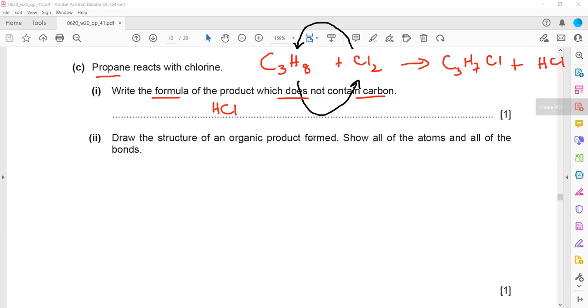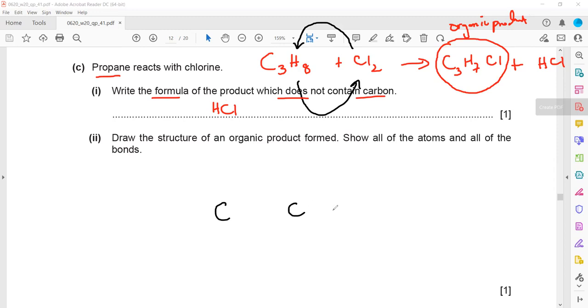Then draw the structure of an organic product and show all the atoms and all the bonds. So this is the organic product. Organic product means which contains carbon. So we have to draw the structure of this organic product, and we have to represent all the bonds and all the atoms.